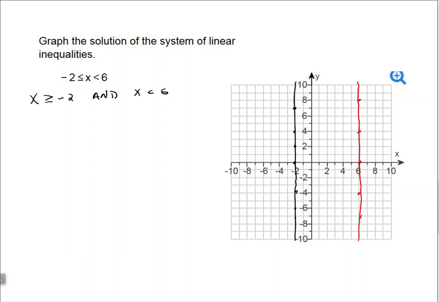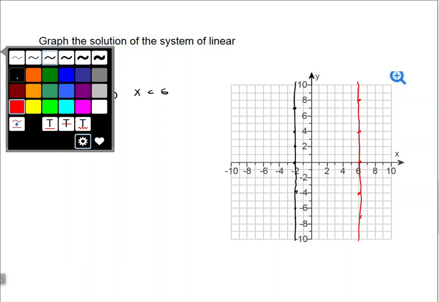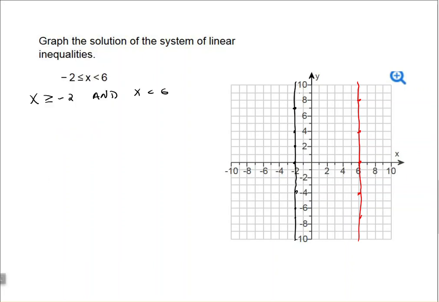All right, so for x is greater than or equal to -2, greater than -2 would be to the right of the black line. x is less than 6, that would be to the left of the red line. So we see that our solution set is right here in between those two vertical lines.